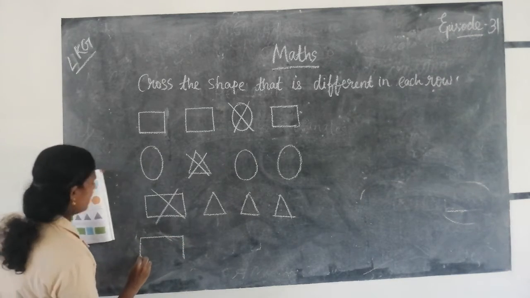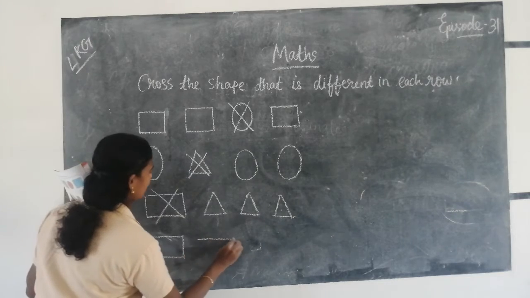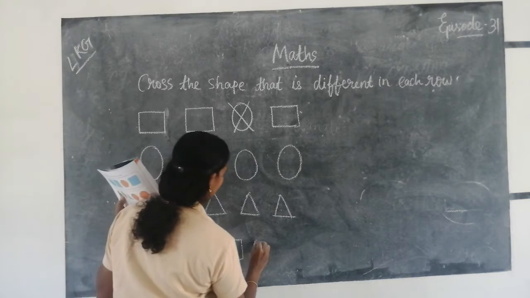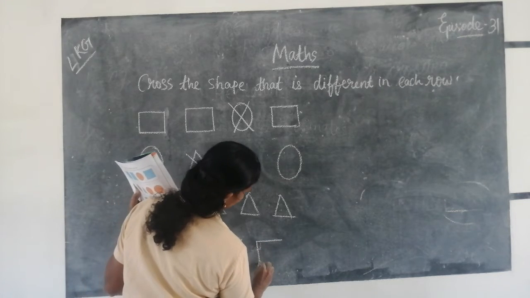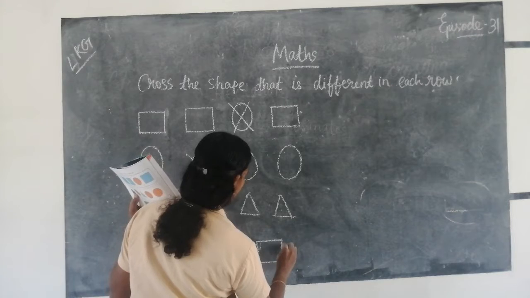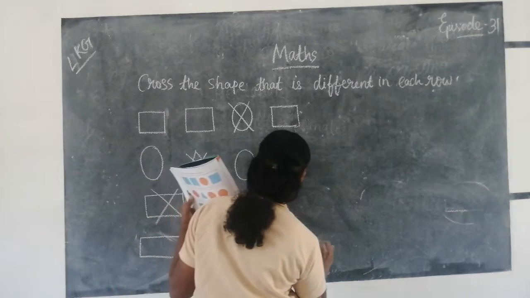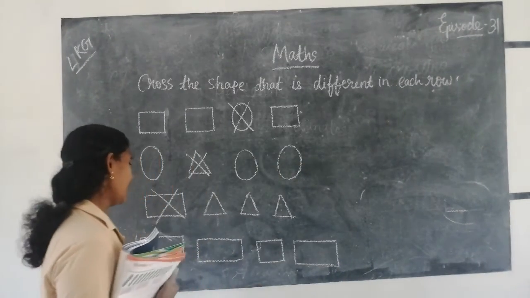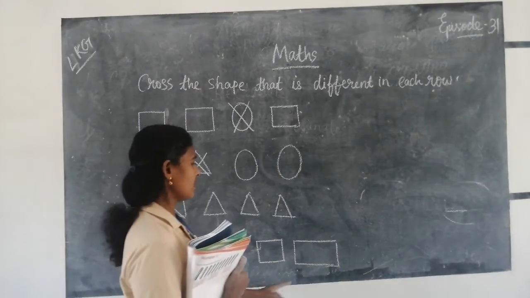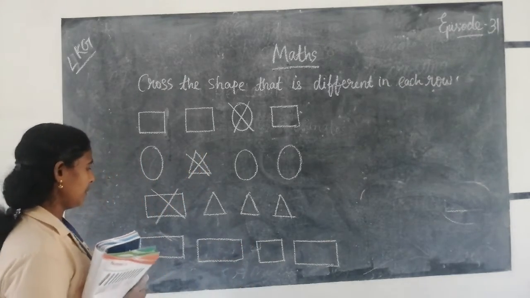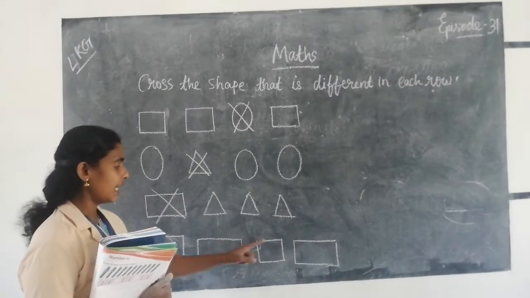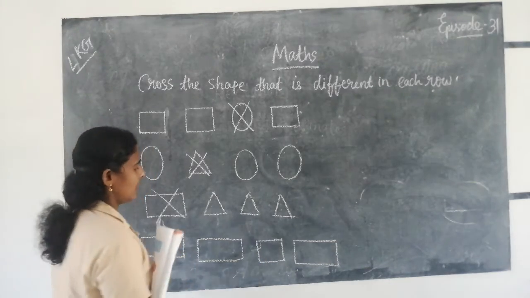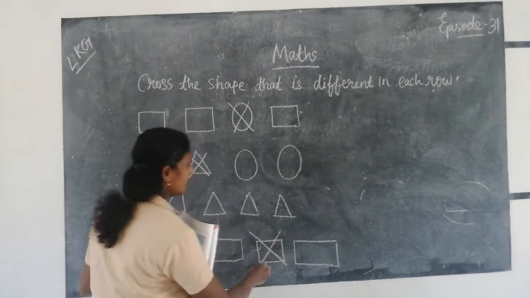Last one, rectangle, then square, next rectangle, rectangle, square, rectangle. The fourth box was 3 rectangles and 1 square. The square does not match, so it must be crossed.